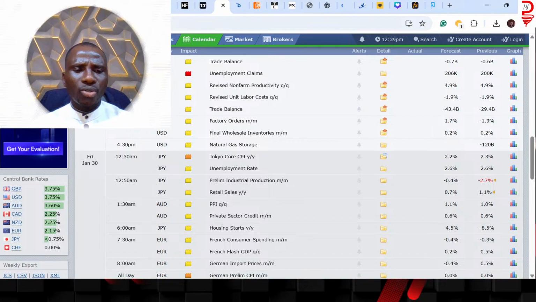So let's just go straight. What we have to do is to look at the interest rate. If you have seen this before, maybe the previous week, I don't want you to assume.